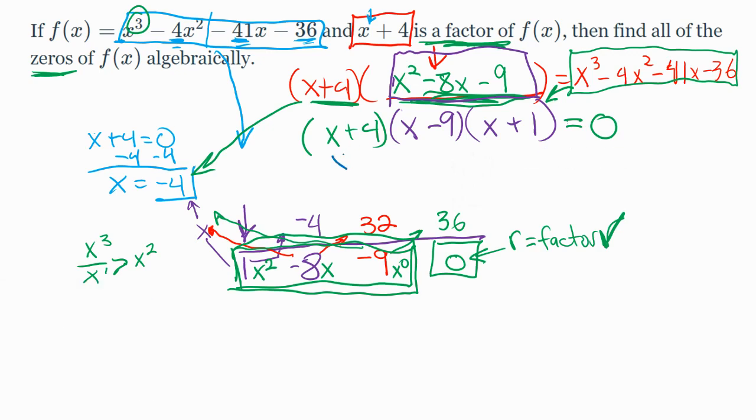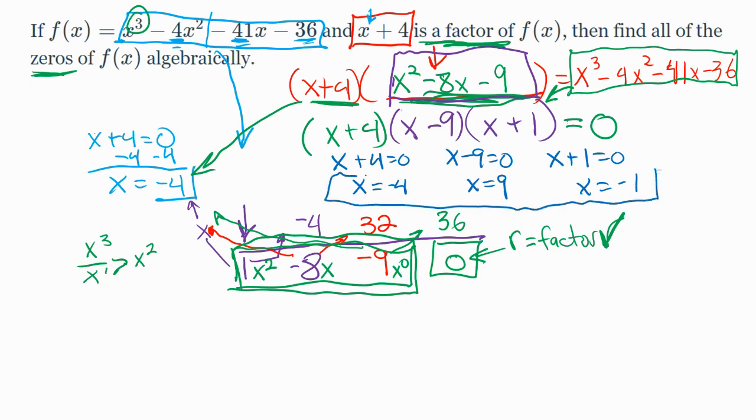So we set each one of these equal to 0. x plus 4 equal to 0, and solve that to get x equals negative 4. We set x minus 9 equal to 0, and solve and get x equals 9. Set x plus 1 equal to 0, and get x equals negative 1. My three zeros result to be negative 4, positive 9, and negative 1. Later we're going to learn that that's the beginning of us graphing a rough sketch of our polynomial function.